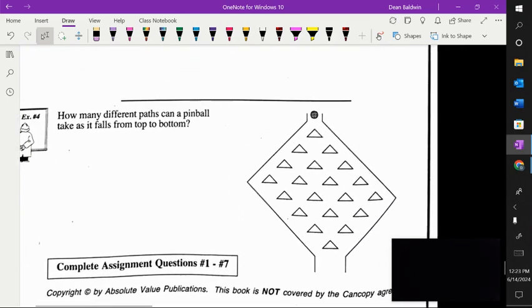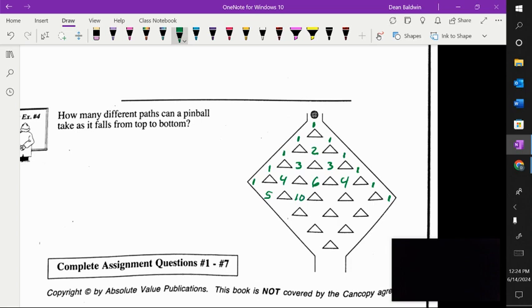How many ways can a pinball fall from the top to the bottom? A lot. All right. 1. What goes down the sides? 1, 1, 1, 1. What number in here? 3. This one is actually exactly like Pascal's triangle.